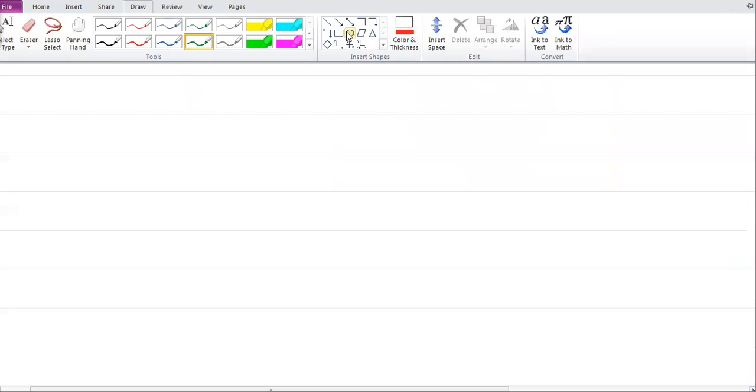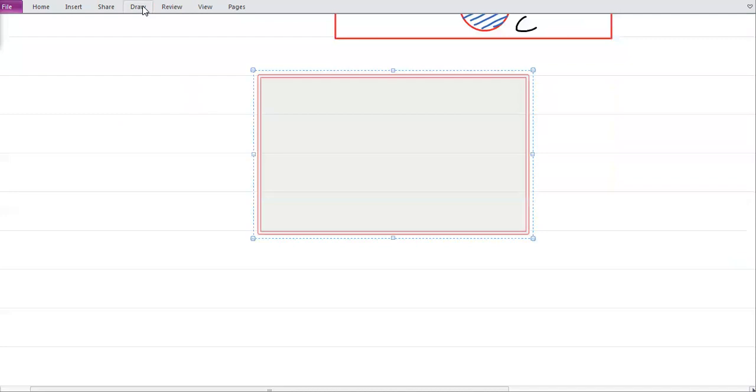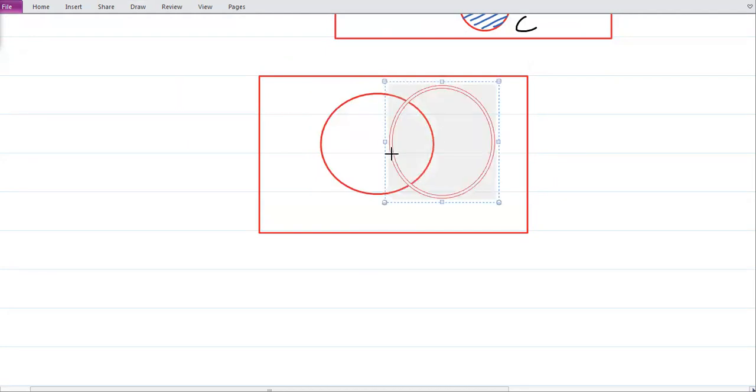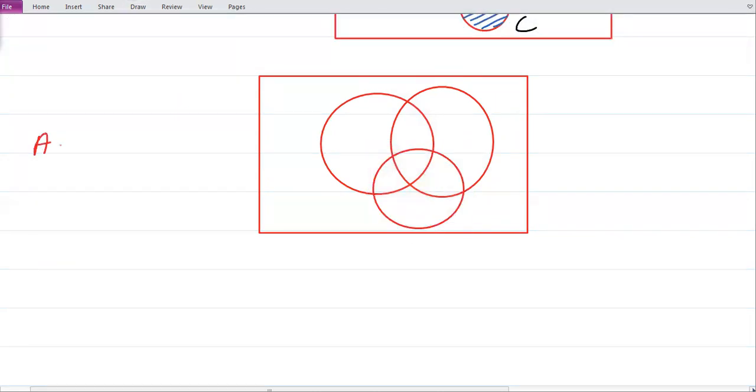Okay, now next let me take another example. Let's suppose you have three sets, three overlapping sets, and it's given like this way. All right, and you are asked to shade A intersection B intersection C. This is the situation. Now, this is A, this is B, and this one is C.